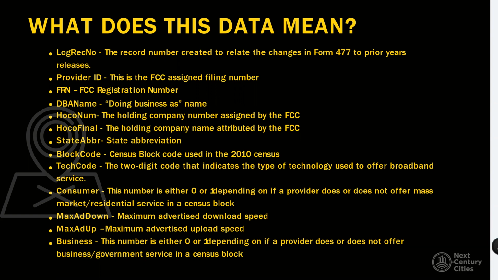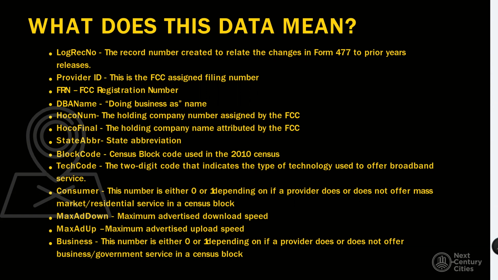The state abbreviation is just that, the state abbreviation. A block code is the census block code that was used in 2010 for the block the provider is reporting service in. The tech code is a 2-digit code that indicates the type of technology used. There are 14 of these codes, and I will link to what all of these codes mean in the description below.